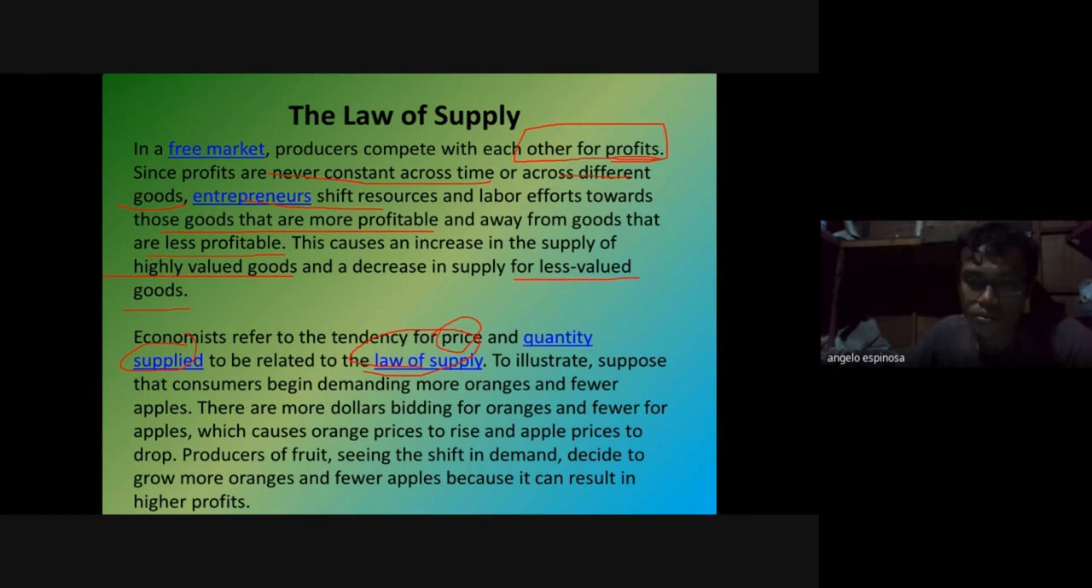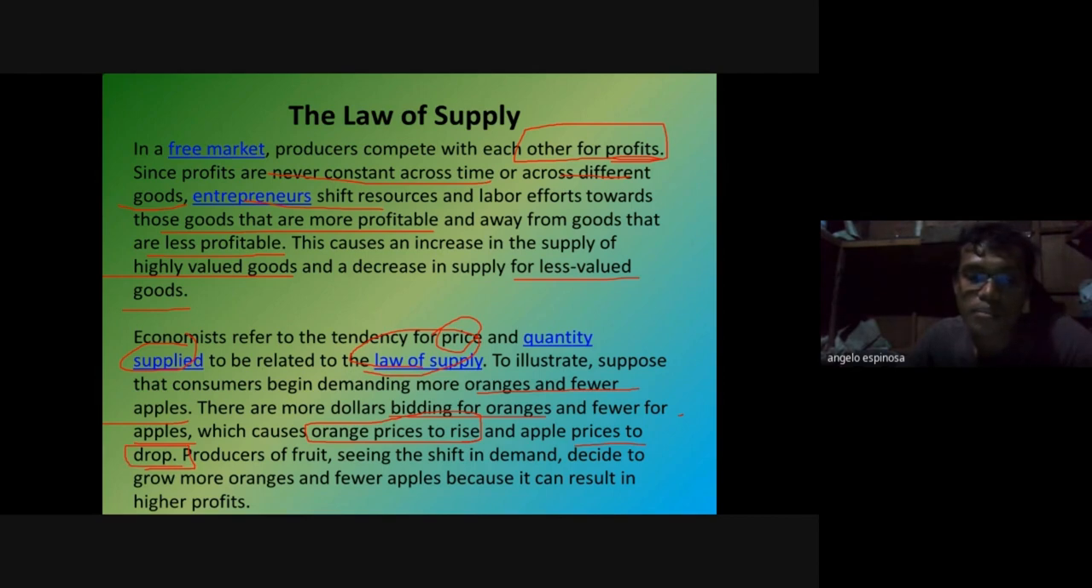Okay, so to illustrate, suppose that consumers begin demanding more oranges and fewer apples. So, mas madaming gustong bumili ng orange kaysa sa apple. There are more dollars bidding for oranges and fewer for apples. Bakit? Kasi mas demand yung oranges kaysa sa apple. Which causes orange prices to rise. So, tataas ang presyo ng orange kasi nga demand siya. And the apple prices will drop.